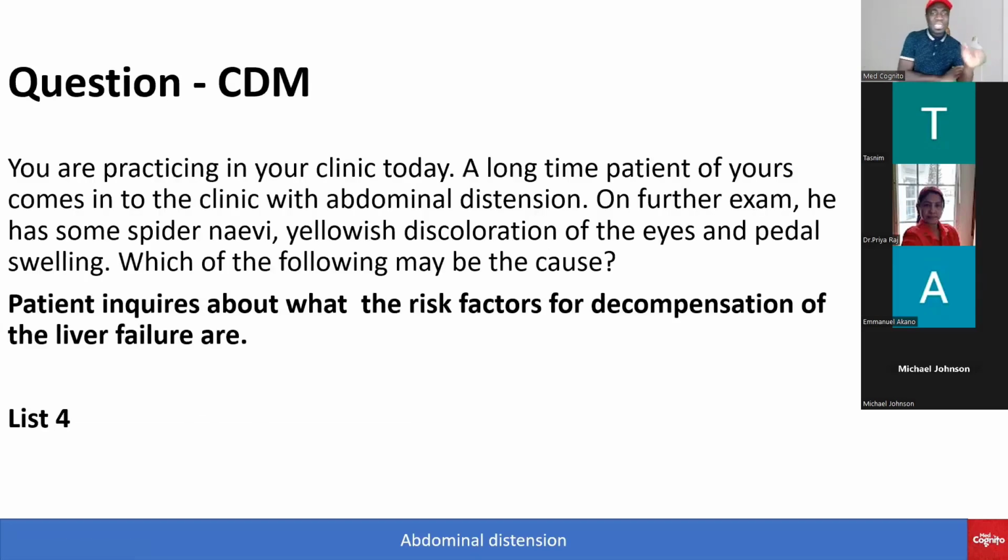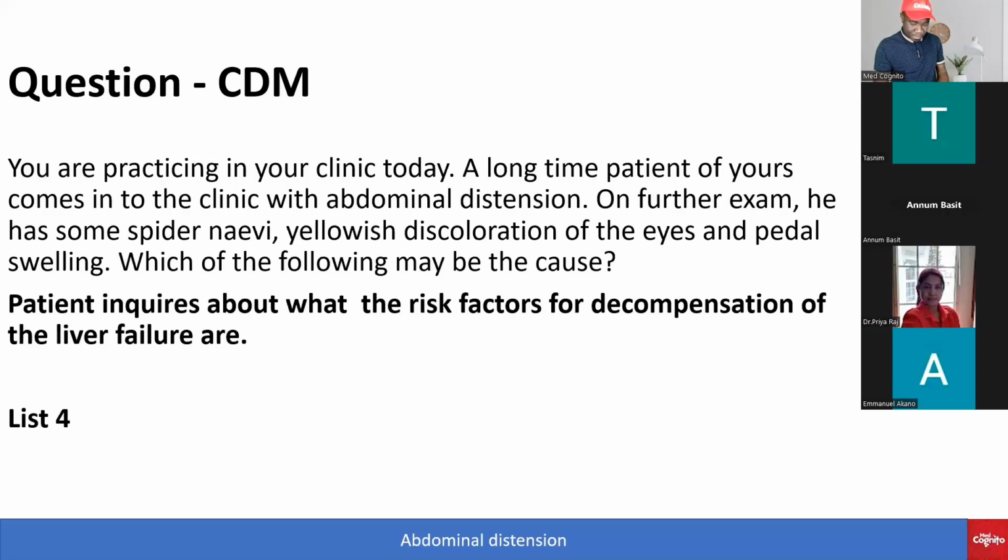So the patient inquires about the risk factors for decompensation of liver failure. List 4. Can anyone help me? What are the risk factors for decompensation? So if somebody has liver disease, what? Alcohol. Okay, sure. What else? Infection. What else? Hepatitis B history, hepatitis C history. Well, no. The question is asking risk factors for decompensation. Hepatitis B will lead to cirrhosis, but what will cause somebody with cirrhosis to decompensate?